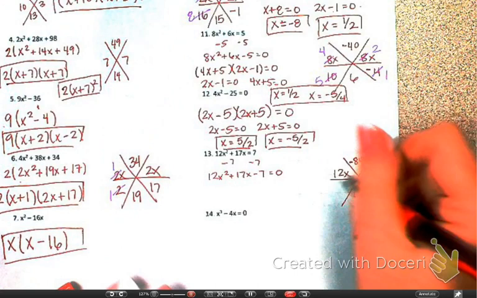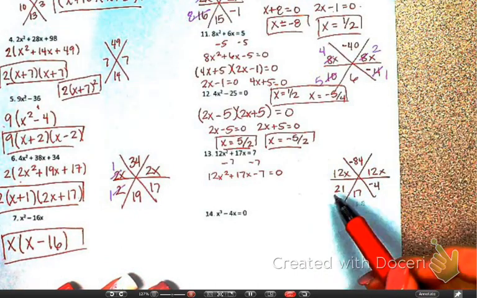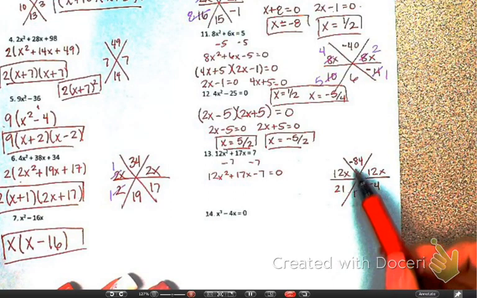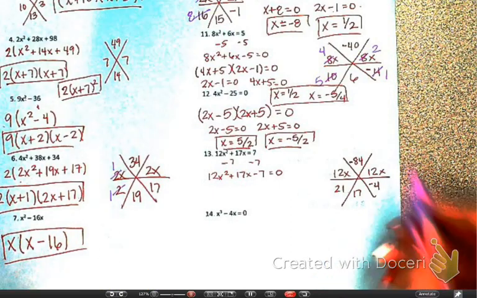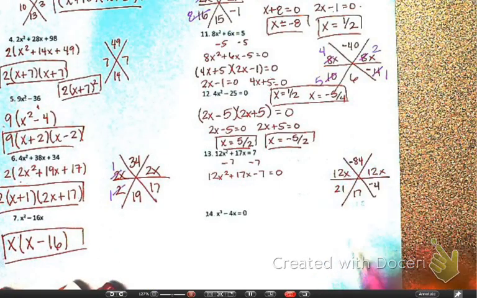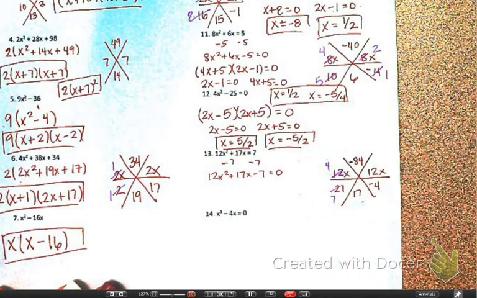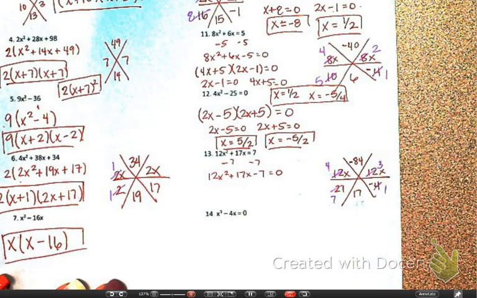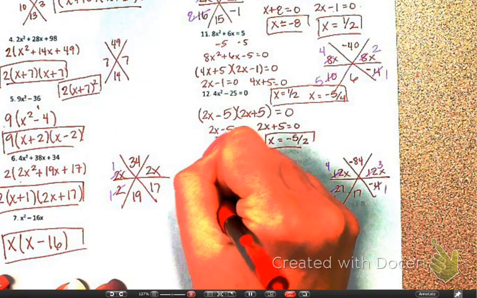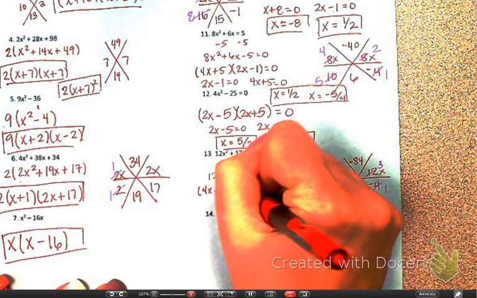21 and 4. The 4 needs to be negative. 21 times negative 4 is negative 84, and 21 minus 4 gives me a positive 17. Reduce if I can. What number goes into 12 and 21? 3. So 3 goes into 12 4 times, and 3 goes into 21 7 times. Anything go into 12 and negative 4? 4. So 1 and 3. So I'm left with 4x plus 7 times 3x minus 1 equals 0.